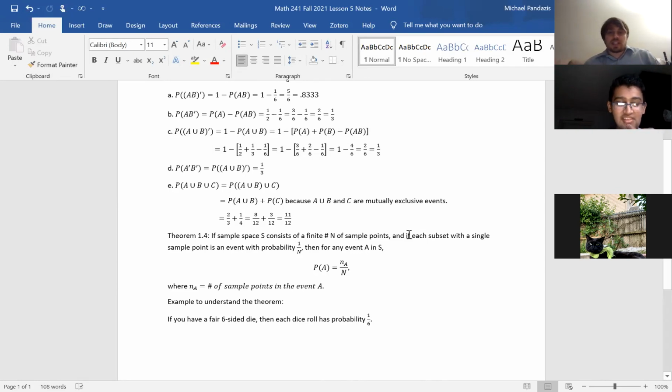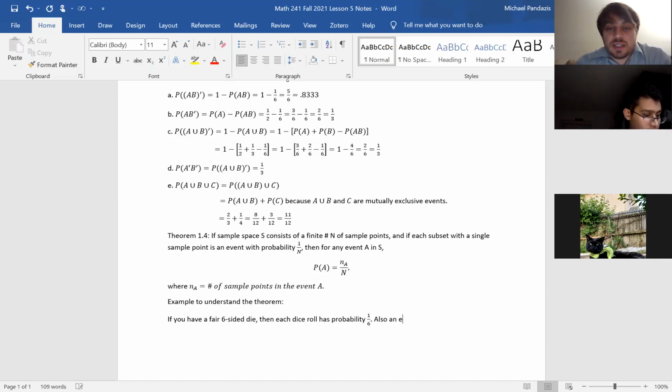That's what this says. If each subset with a single sample point is an event with probability 1 over N, then for any event A in S, the probability of A is equal to the number of sample points in that event divided by capital N, the total number of sample points in the sample space. So if I want to know the probability of rolling an even number, there are 3 evens. So the event of rolling an even number would have 3 sample points in it, 2, 4, and 6. And so n sub A would be equal to 3. And N would be the total number of possibilities, which would be 6.